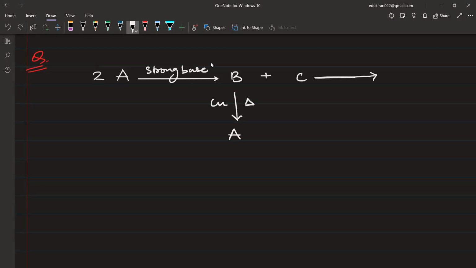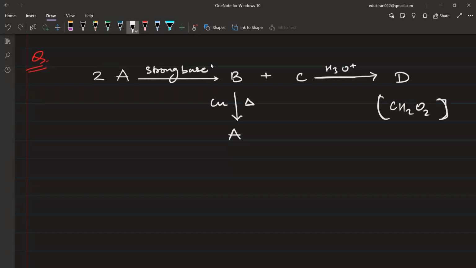that means if you add H3O plus, then you are going to get D. And the formula of D is given as CH2O2. So D is what? This is CH2O2, and I react 2 moles of A to get B and C.